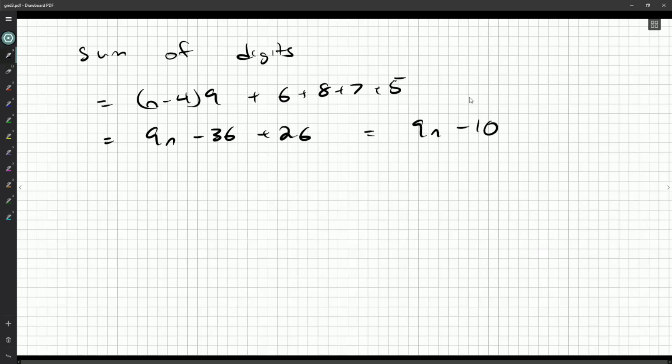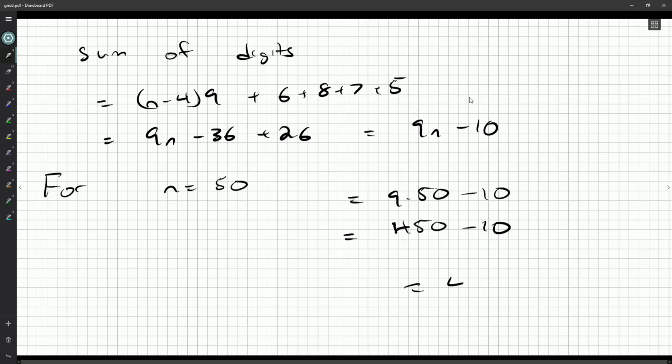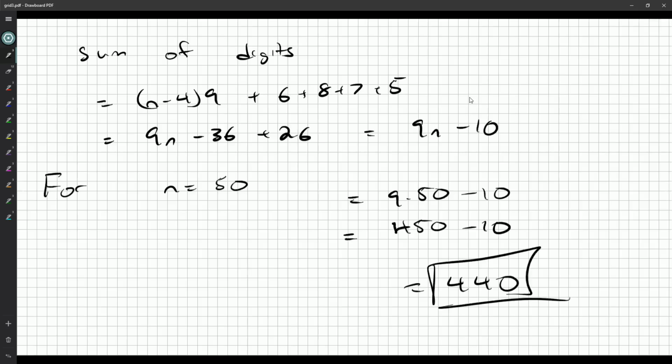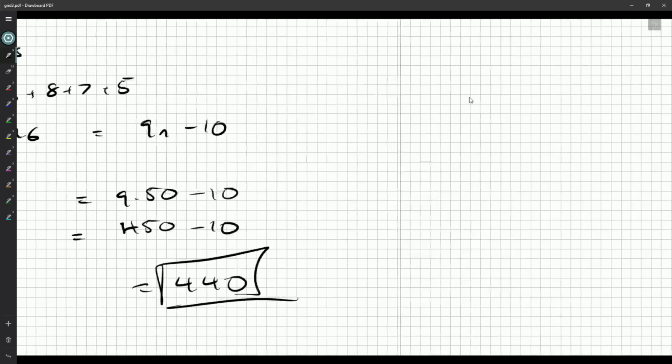And now I can do the question for any number, but specifically for n equal to 50, we're going to get 9 times 50 minus 10, and that's going to be 450 minus 10. Sum of the digits is 440. And that's all there is to it. Nothing else I really want to say about A part.